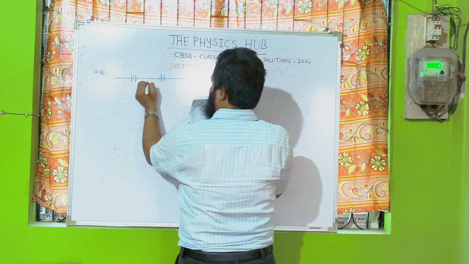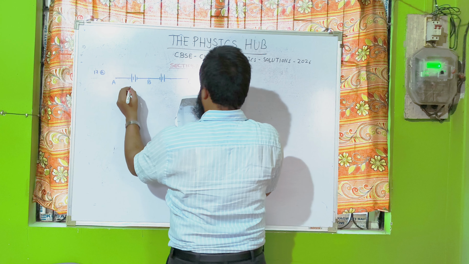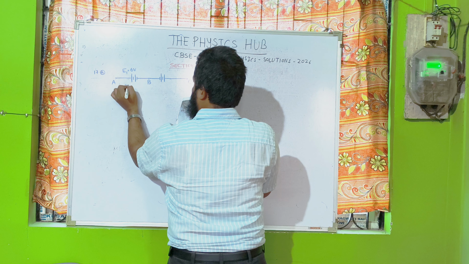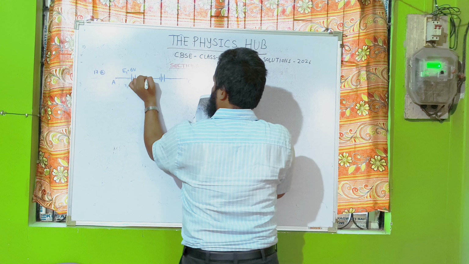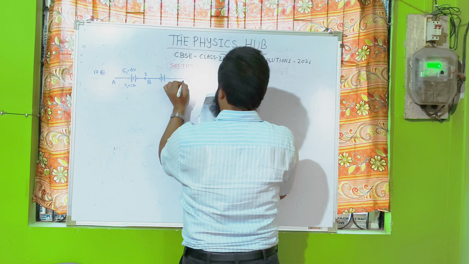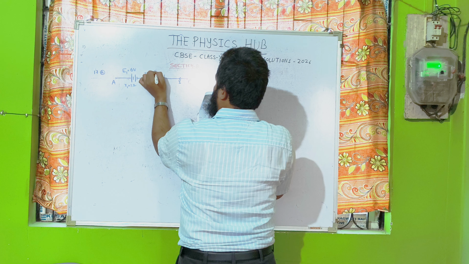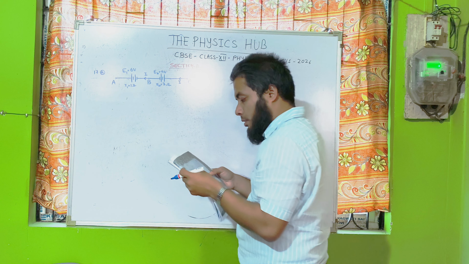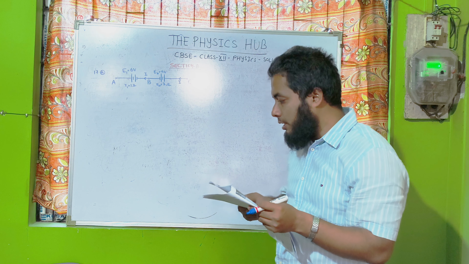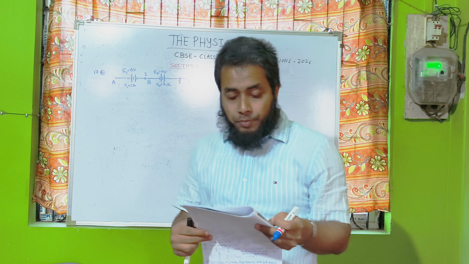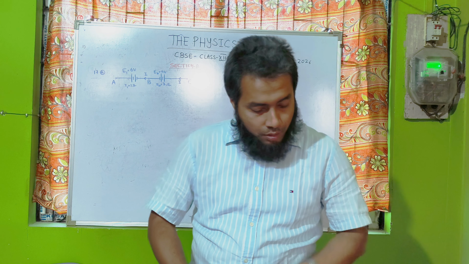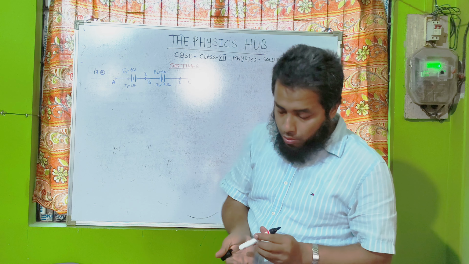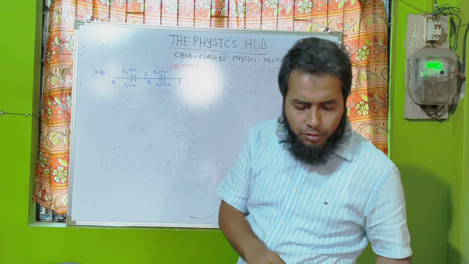This is C, this point is B, this point is A. The EMF of this side is 6 volt and the internal resistance R1 is 1 ohm. There is a current I passing from C to B. The EMF of this side is 4 volt and the internal resistance is 3 ohm. You are asked to find the potential difference between the points B and C. It's a very interesting and a very good question.